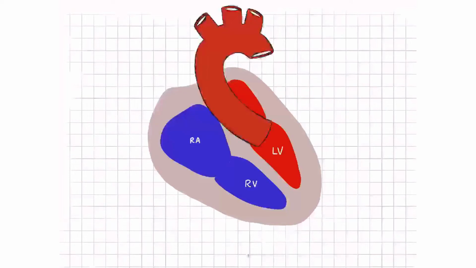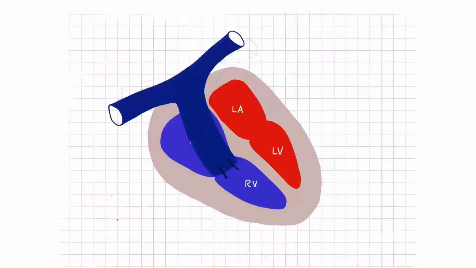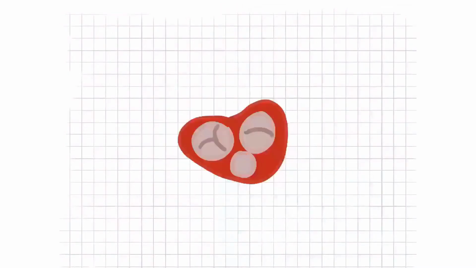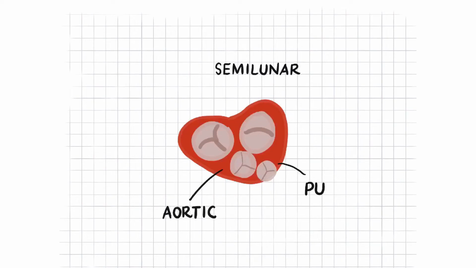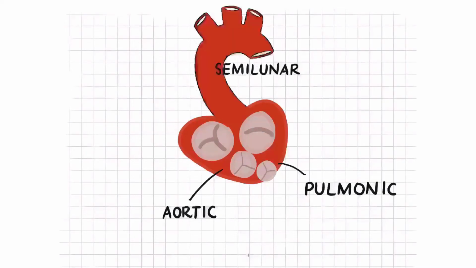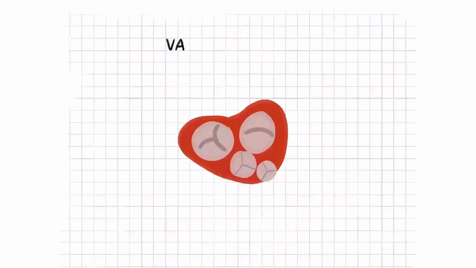Now let's move on to the other 2 valves in the heart, which allow blood to flow from the ventricle into the aorta and the pulmonary artery. These 2 valves open during systole, or when the heart is pumping, and they're called semilunar valves. They're named the aortic valve and the pulmonic valve, which is pretty easy because they go to the aorta and the pulmonary artery. And these have 3 leaflets, much like the tricuspid valve.